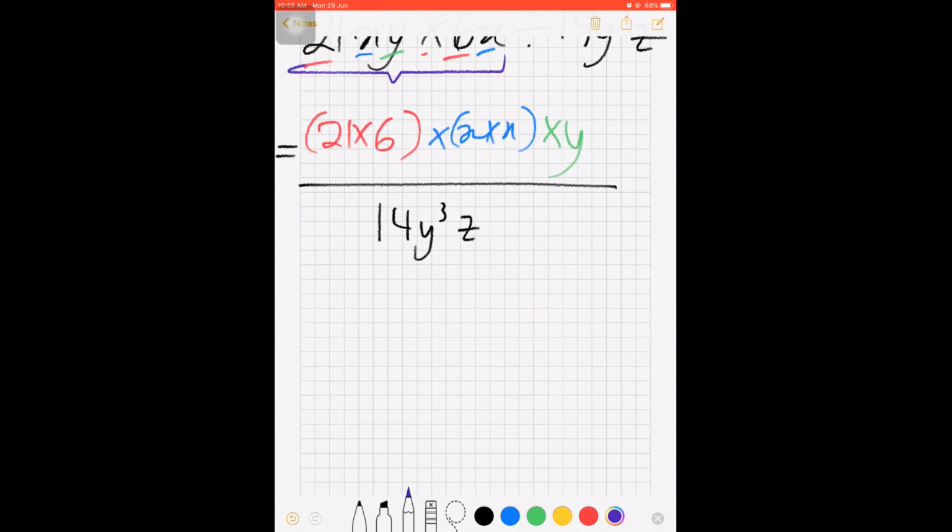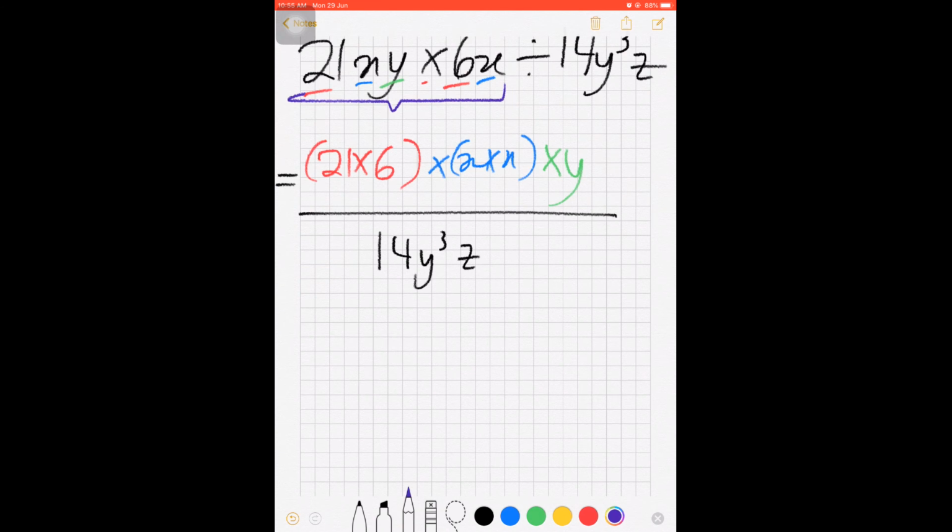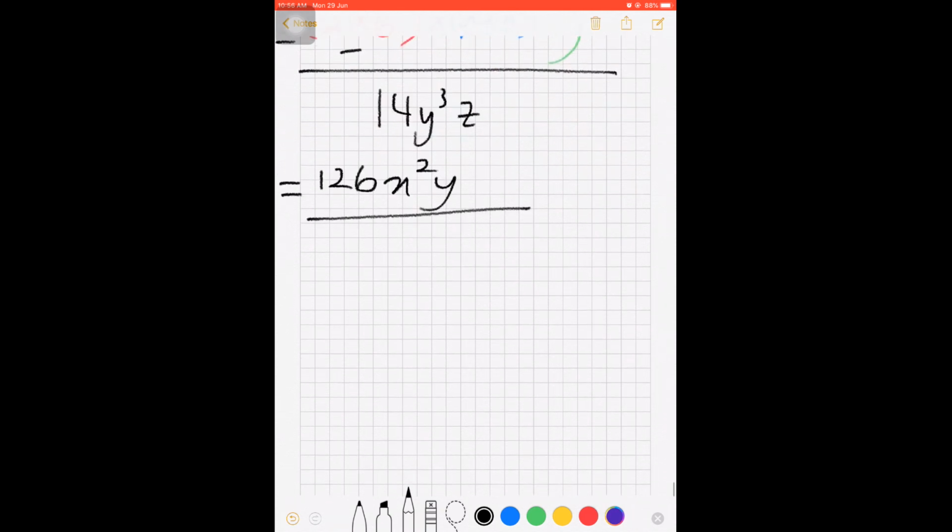So let's do 21 times 6. What's 21 times 6? 21 times 6 is 126. And then, oh, sekejap. 126. X darab X, ada berapa X tu? 1, 2. So becomes X kuasa 2. Y, satu je, so Y. Okay, so that's settled. Now we can do the darab bawah.